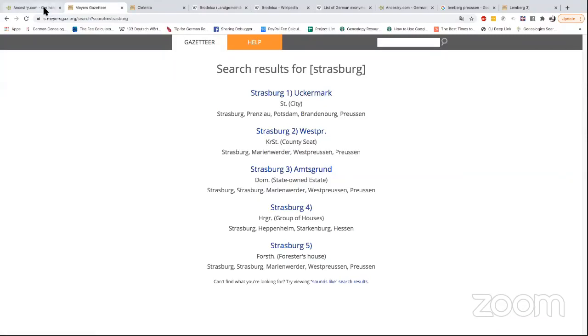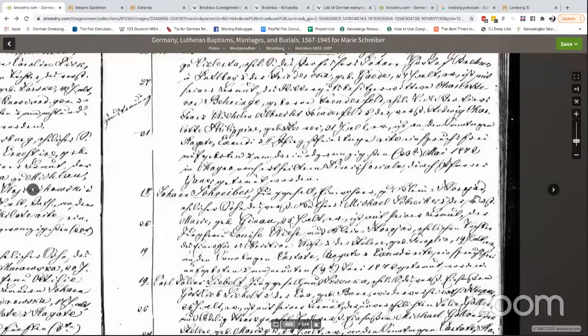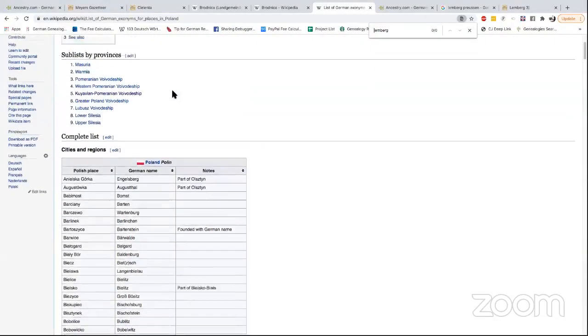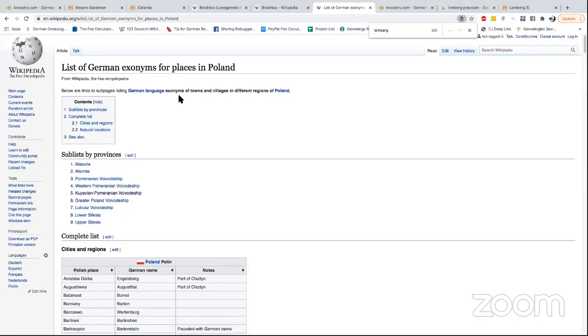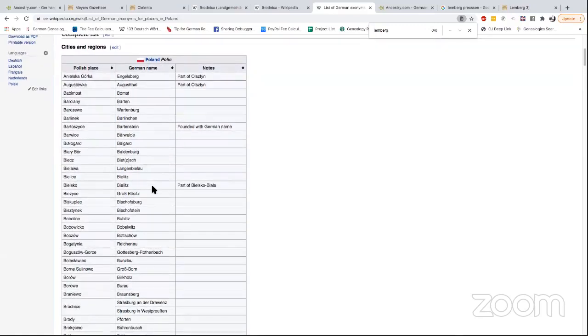However, I'm still trying to decipher this town, and it's not Strasbourg, it's not that seal town, that Sealente, it's something else. And for those of you who have worked with Prussian documents who have towns that are now in Poland, you'll know that the towns nowadays have Polish names, but in the past, they had German names. So I found a list of German exonyms for places in Poland, and I thought maybe this list would give me something to go on.